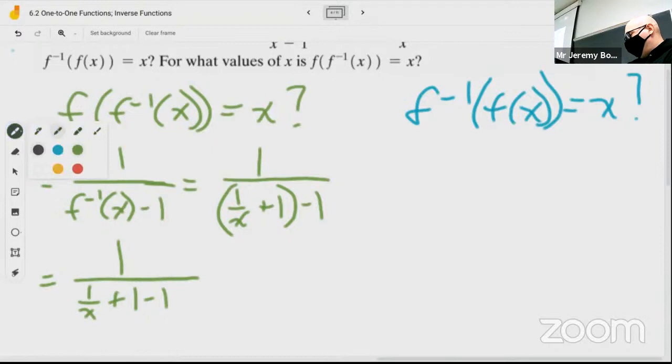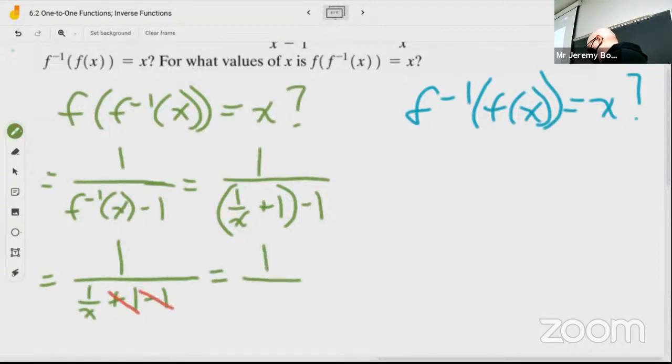And so this plus 1 and minus 1, that's going to be 0. So they cancel out. And so we end up with 1 over x. Does that equal x? Can we do something to get it there, maybe?